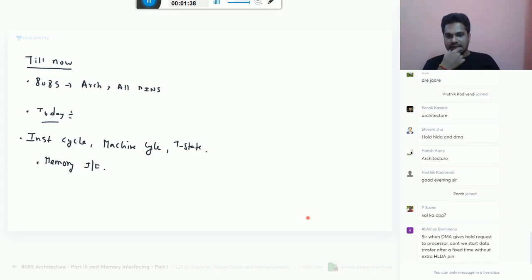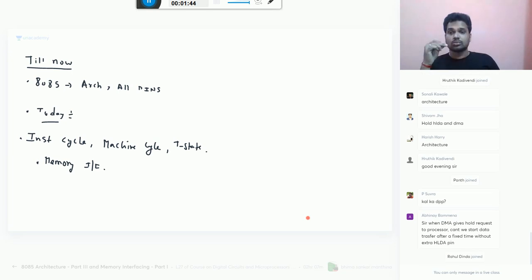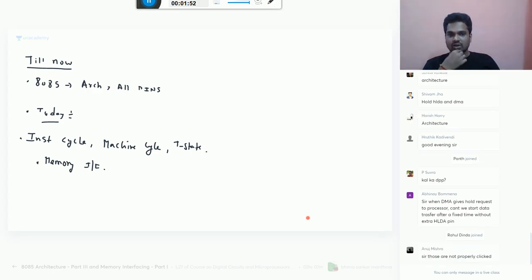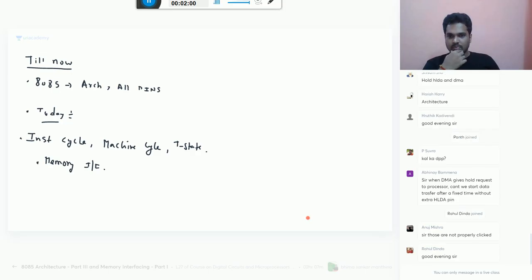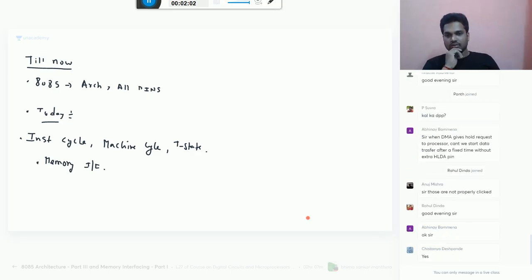No, HLDA is required. System should accept it. Abhinay. Okay, we don't know how much time is required to complete the current machine cycle. It may be at the end, or it may be in the middle, or it may be starting. The time is not the same every time. Yes, Anuj, I will upload again. Don't worry.